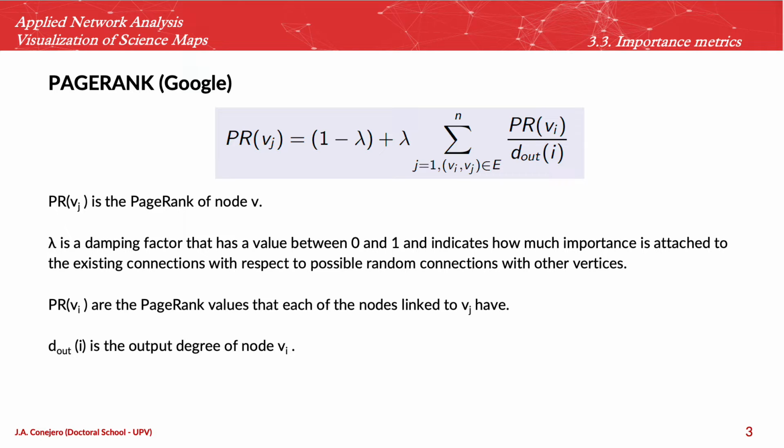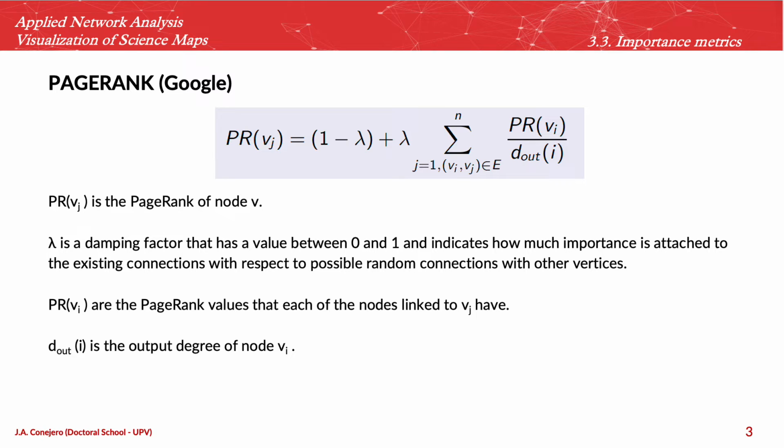It's considered that the PageRank is the importance of a given node, and this can be computed as the solution of a linear system of equations where the unknowns are the PageRanks of the nodes. Each PageRank can be computed as a factor 1 minus lambda, where lambda is a value that gives the importance of the existing connections, so lambda is usually close to 1. And later we have a sum of the PageRanks divided by their outgoing degree.